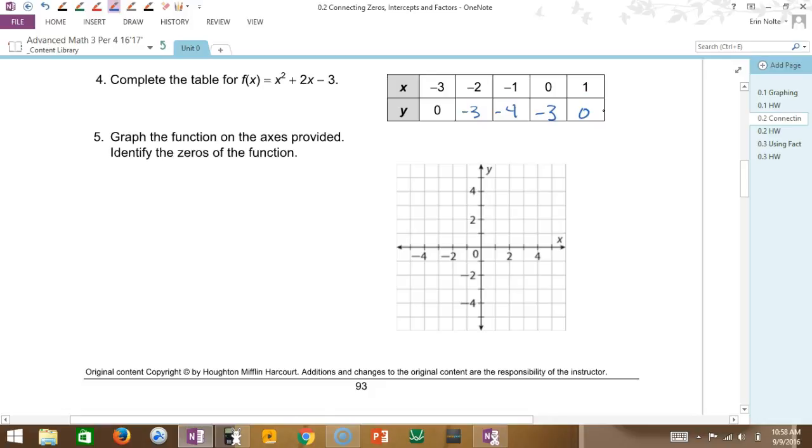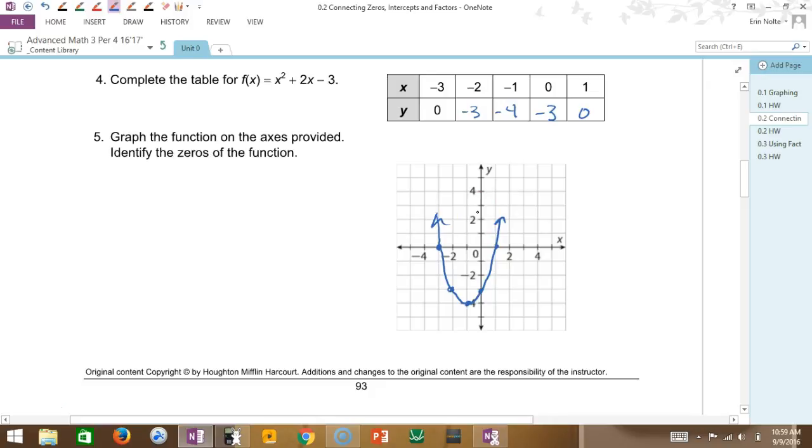The next piece they ask me to do is to graph the function. So I'm going to make this easy on myself and take those 5 points and just plot them here on my graph. Okay, so I go to -3, 0, -2, -3, -1, -4, 0, -3, 1, 0, and wow, that looks good. If I don't say so myself.